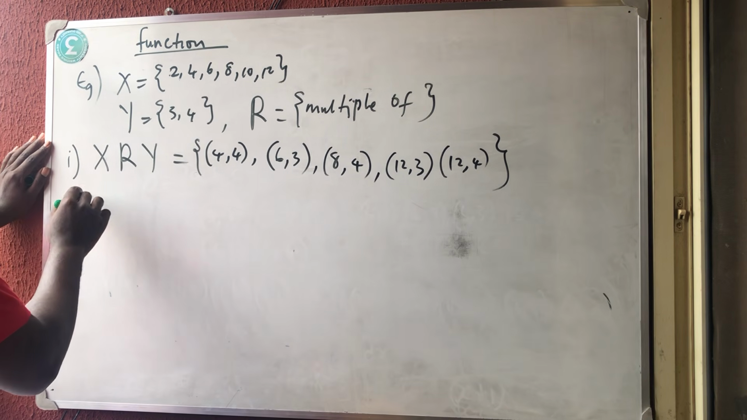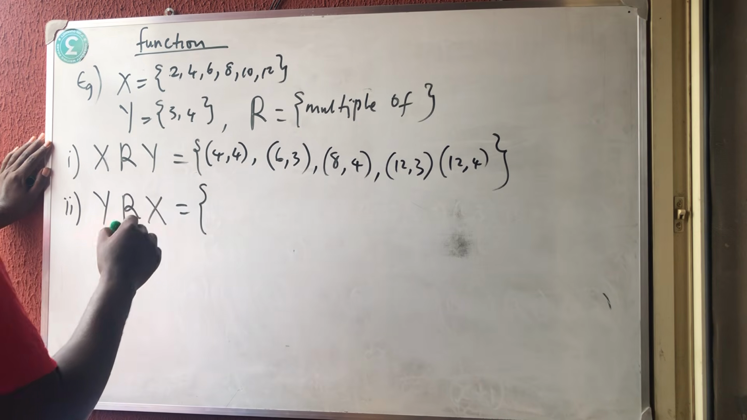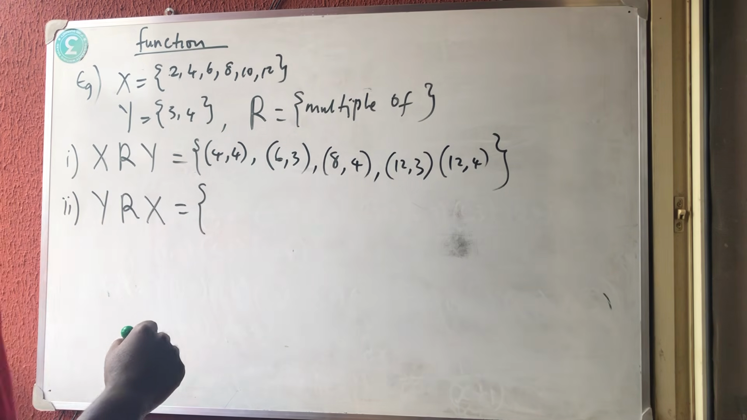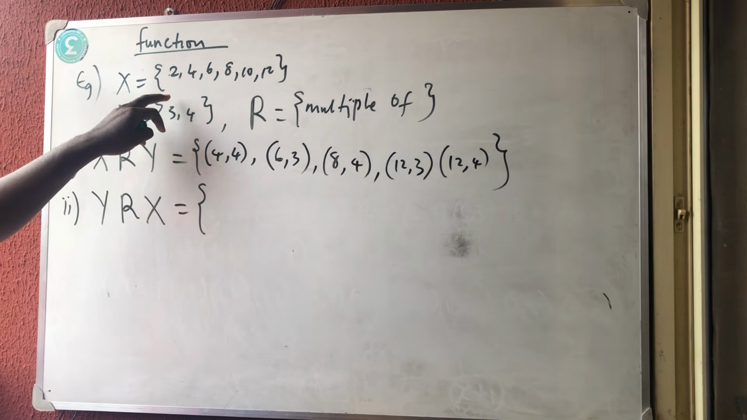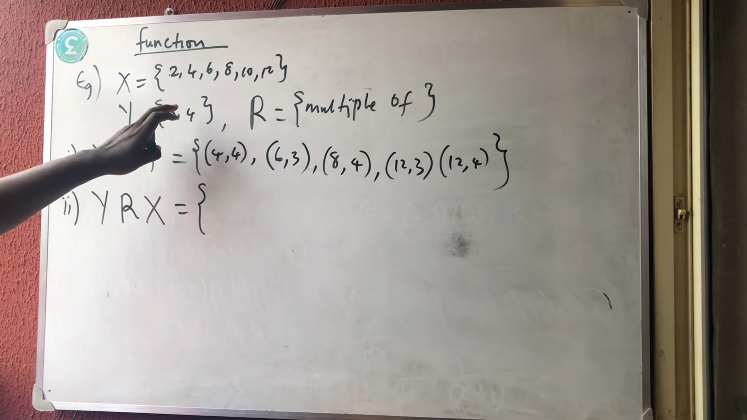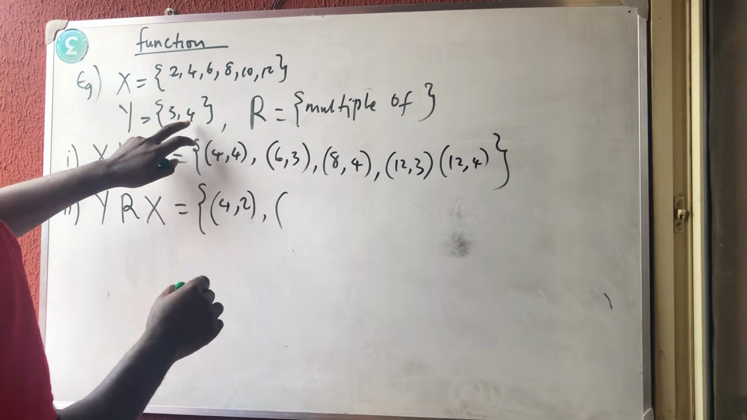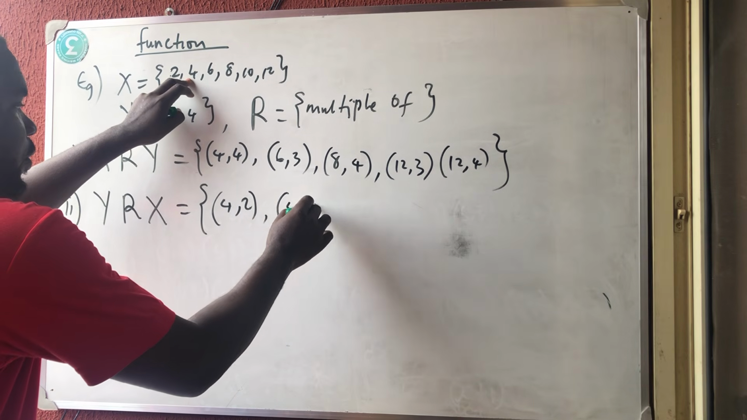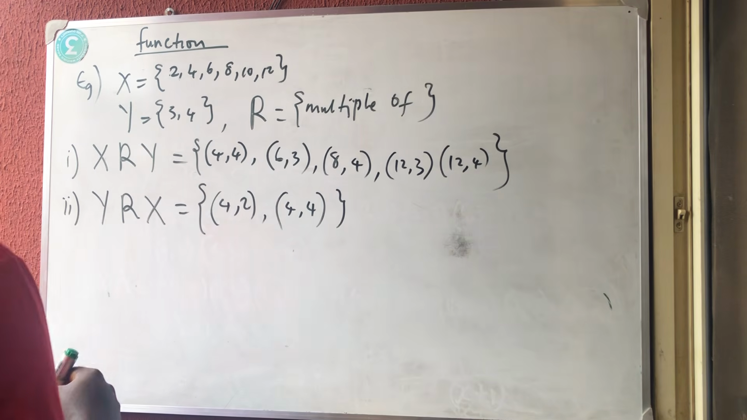But let's go to y now. Relation x. Okay, y relation x. Remember, we are starting from the big one. 3 is bigger than 2, but 3 is not a multiple of 2. 4 is bigger than 2. Is 4 a multiple of 2? Yes. So I'm taking 4 and 2. 4 and 4, correct. Is there any other thing? No. So this is the result of this.